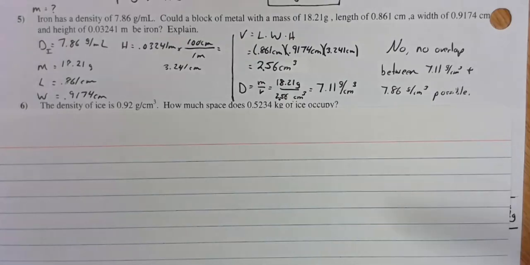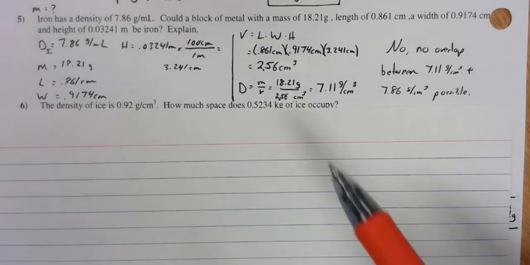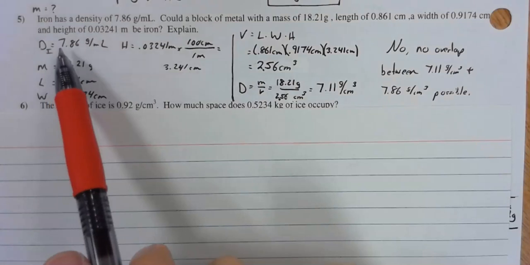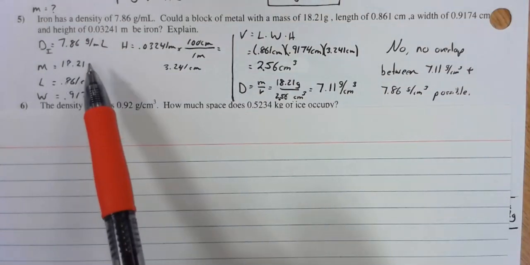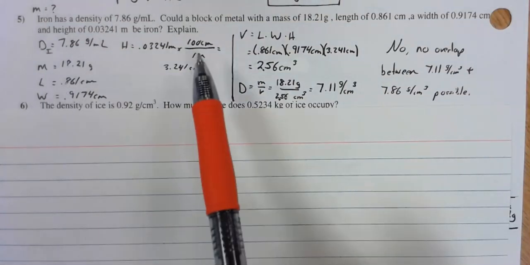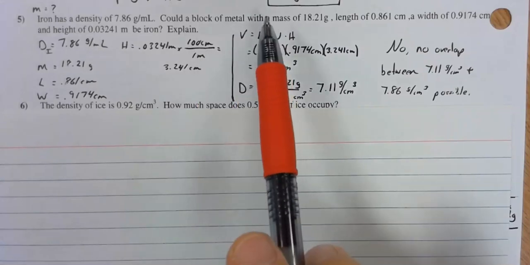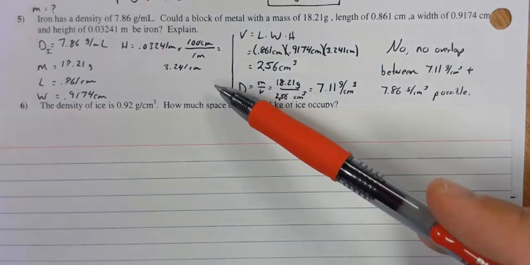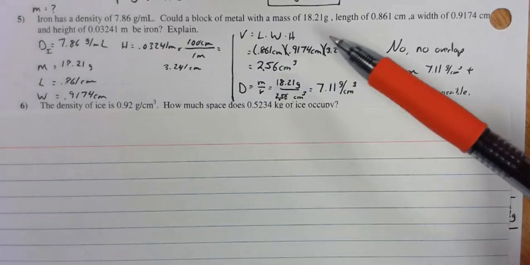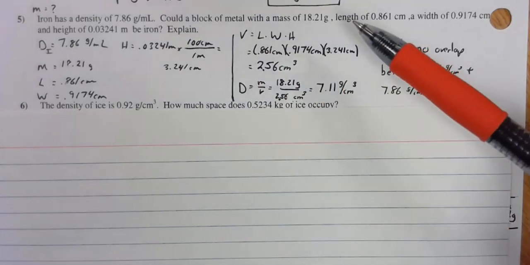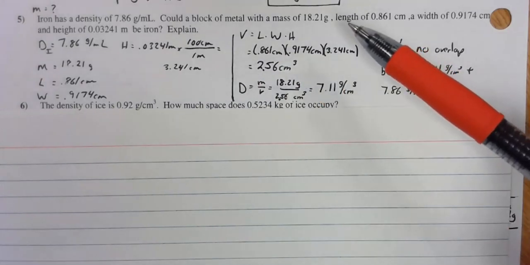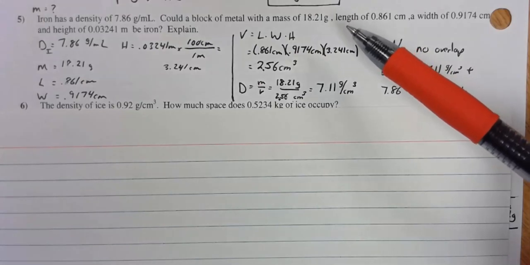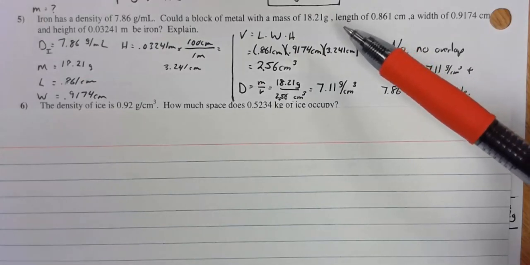So some students approach this question and they're like, well, I have everything. I have density, mass, length, and width, and height. So what am I missing here? You have the density of iron. That's a known value. You have a mass, length, width, and height of some mystery material. What you want to do is use that given information of that mystery block of metal and determine the density of that piece of metal. So that involves a little bit of work.